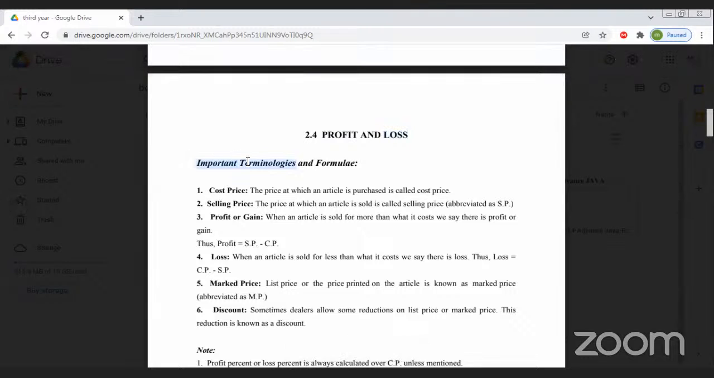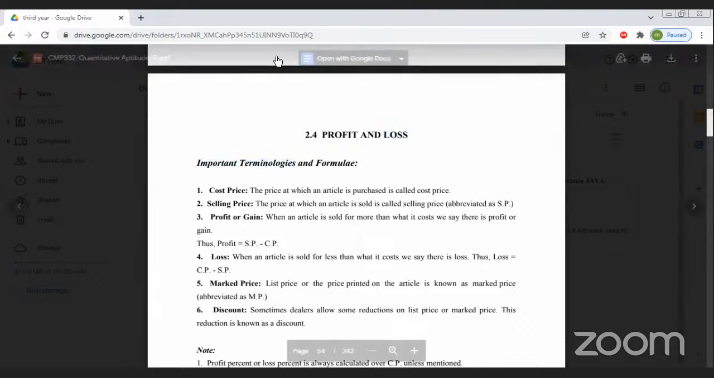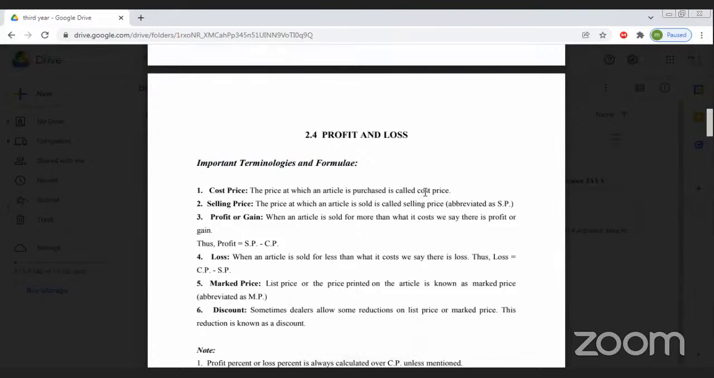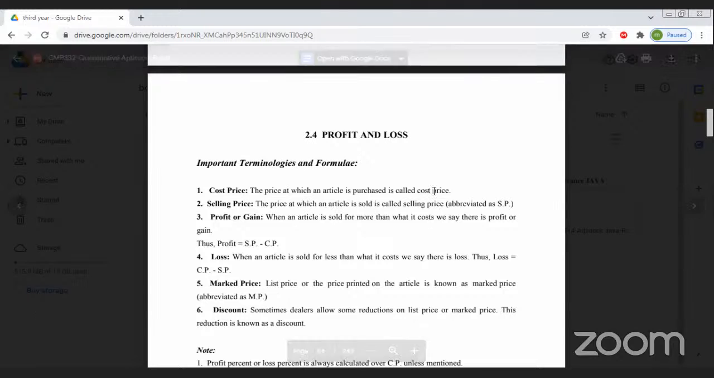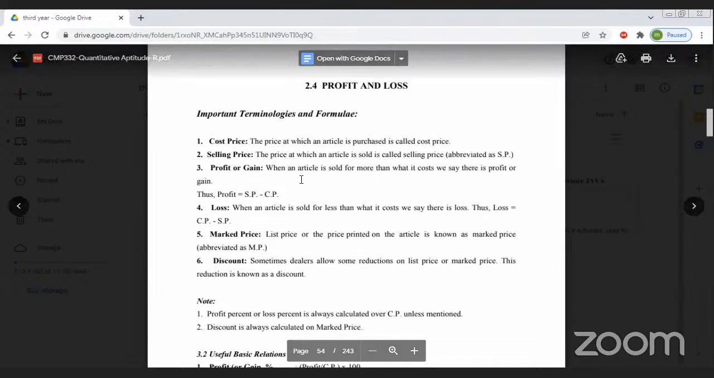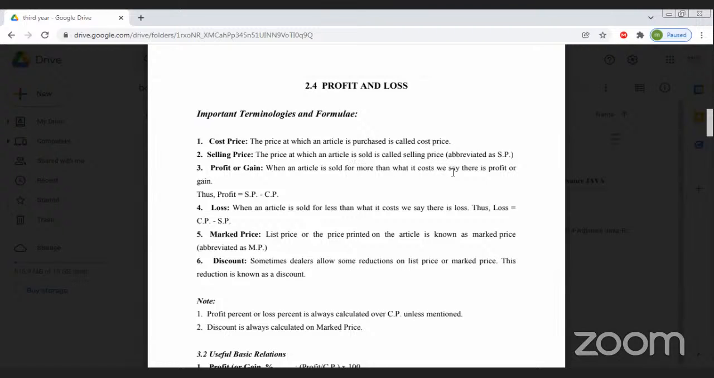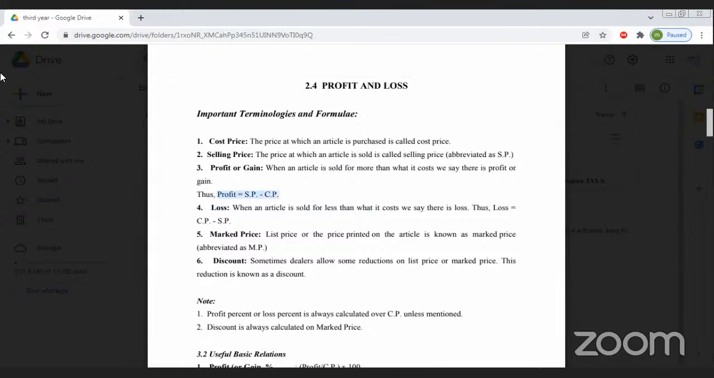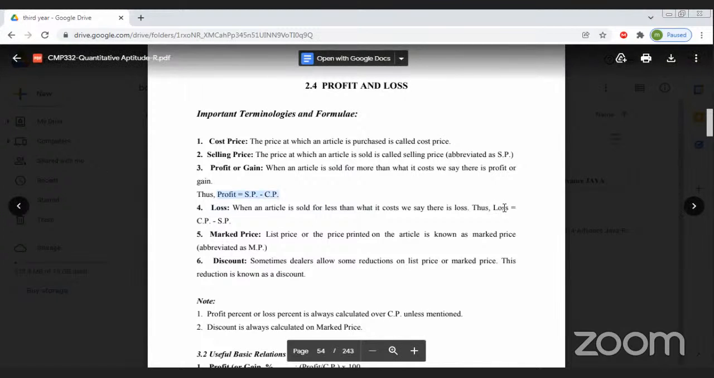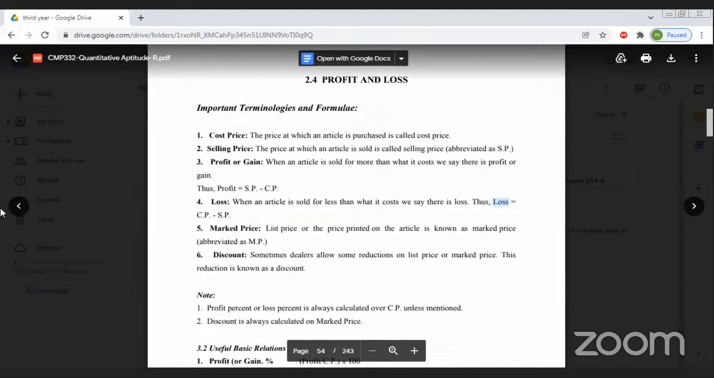Let's start with the terminologies. Cost price: the price at which an article is purchased is called cost price. Selling price: the price at which an article is sold is called selling price. Profit or gain: when an article is sold for more than what it cost, we say there is profit. And when sold for less than, it is loss. So for profit, your formula will be SP minus CP, and for loss, it will be CP minus SP.